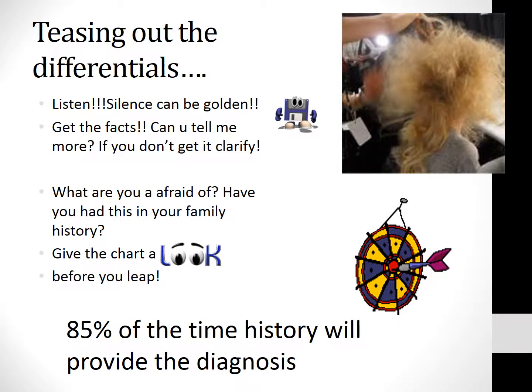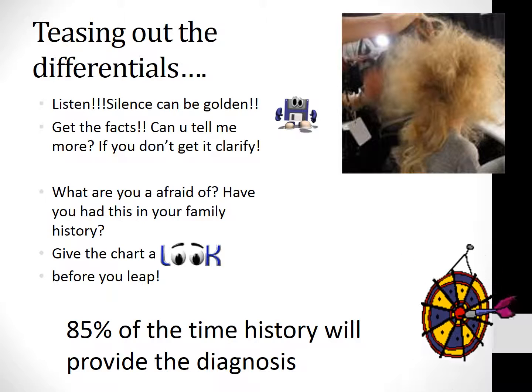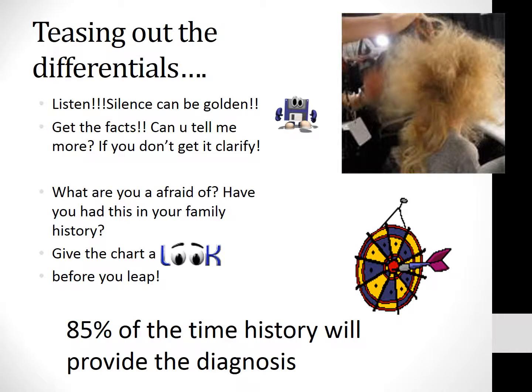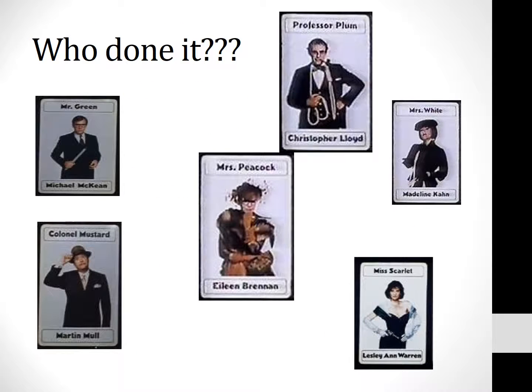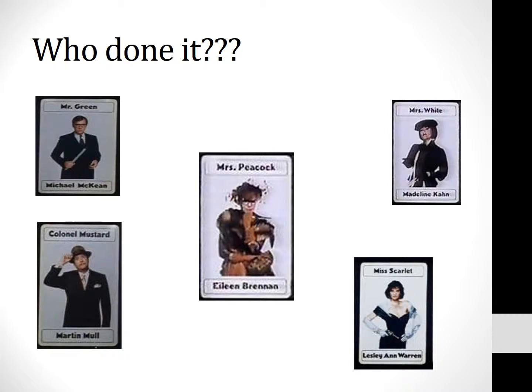Always, if you can, look at what the last nurses put before you leap. Look at what the doctors put before you leap. Look at what's been ordered. Look at the labs that you have back. 85% of the time, your history alone can provide the diagnosis, and you'll be right on target. So now you have to ask yourself, could it have been maybe an illness? How about a tumor?